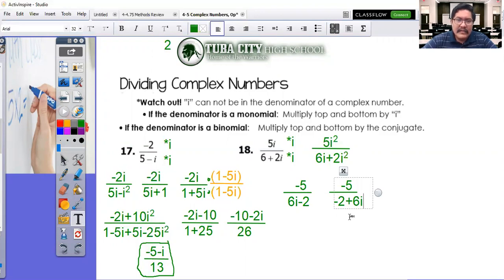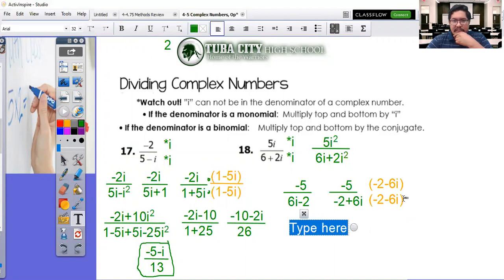At this point, we are going to need the conjugate. So what can I do to get rid of this here? So I'm going to need to multiply my bottom number by -2 minus 6i on top and bottom. Now I can multiply them out.